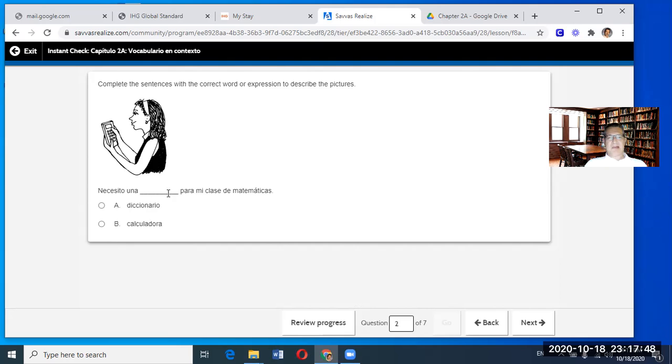Necesito una blank para mi clase de matemáticas. I need a blank for my math class. Dictionary or calculator? I need a calculator for my math class. Necesito una calculadora.